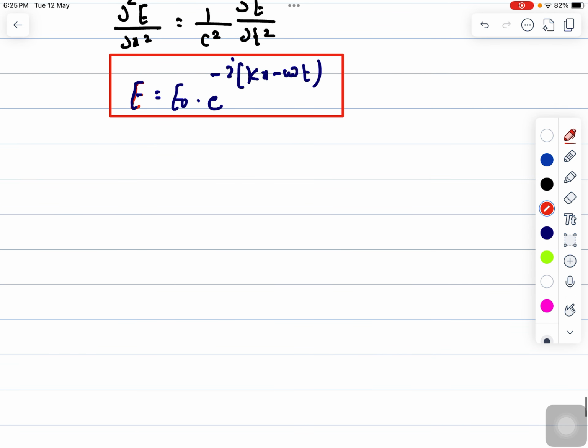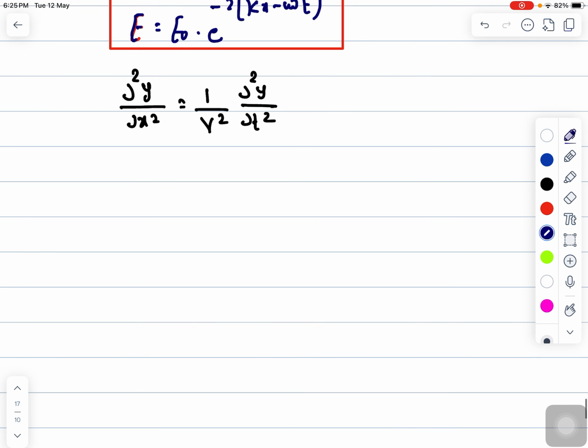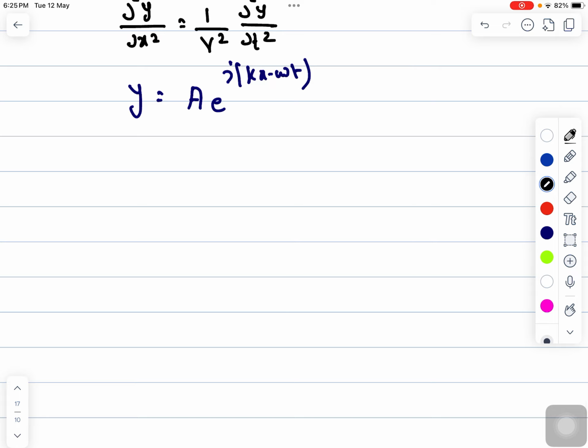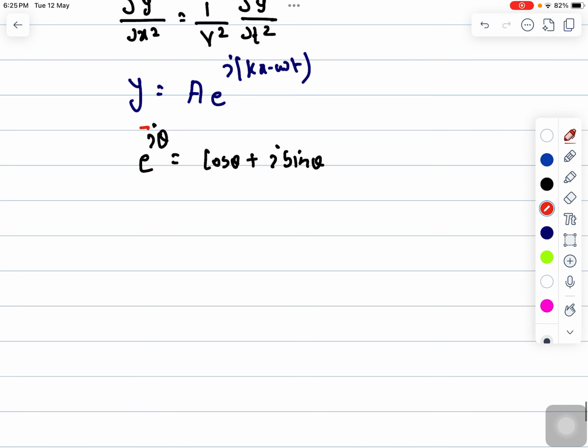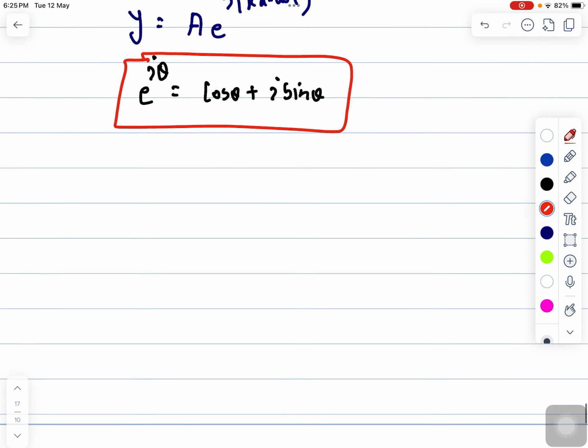Similarly, we can solve this equation as well, del 2y by del x squared equals 1 upon v squared del 2y by del t squared, and the solution is y equals A e to the power i (kx minus omega t). We'll see what k is, what omega is, and what A is. In complex numbers, if we have a function like e to the power i theta, you can expand it as cos theta plus i sine theta. Is that clear? Cos theta plus i sine theta, like that.